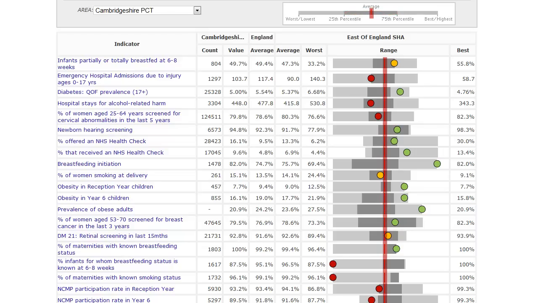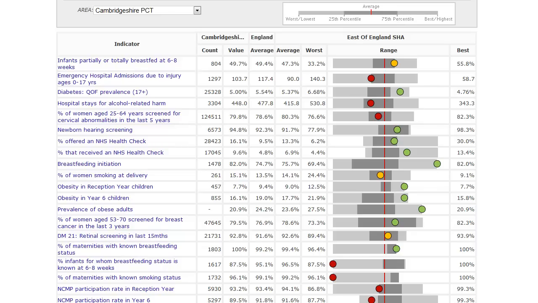The central average, the red line, will often fall within the interquartile range, but it doesn't always, as we can see here when looking at the percentage of maternities with known smoking status. The circles show us how the place that we're interested in, in this case Cambridgeshire, fits within this range of values.